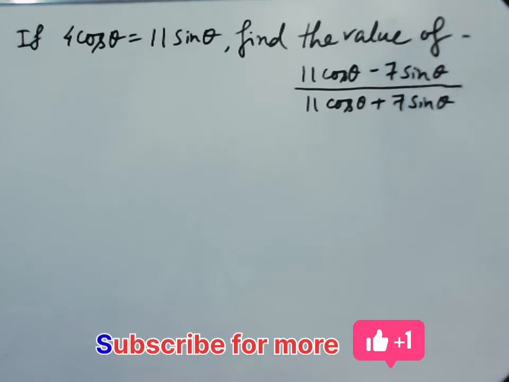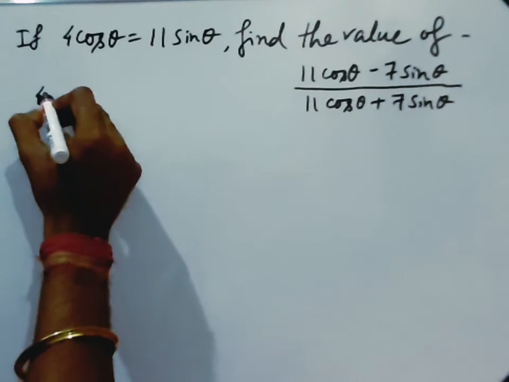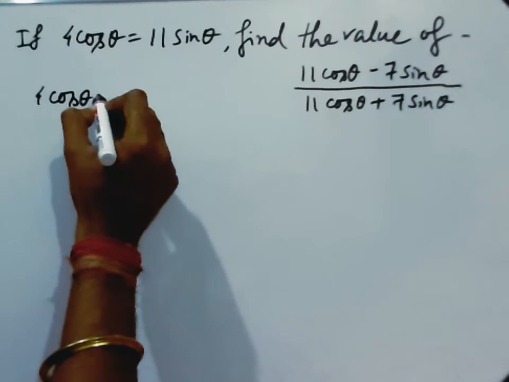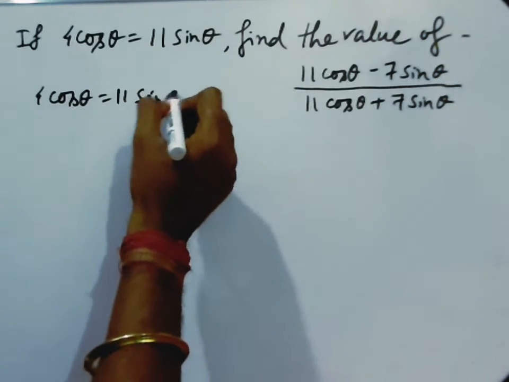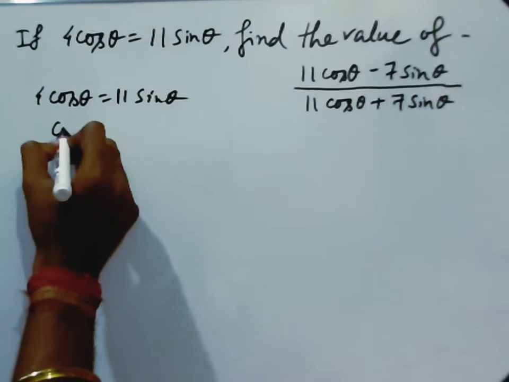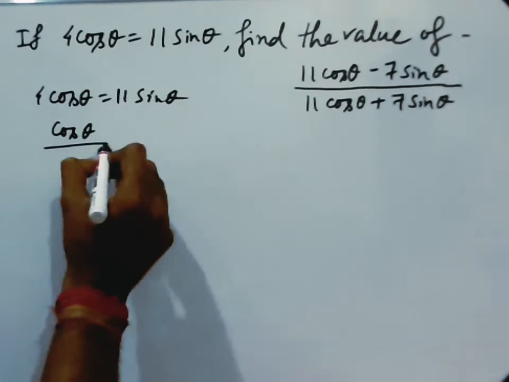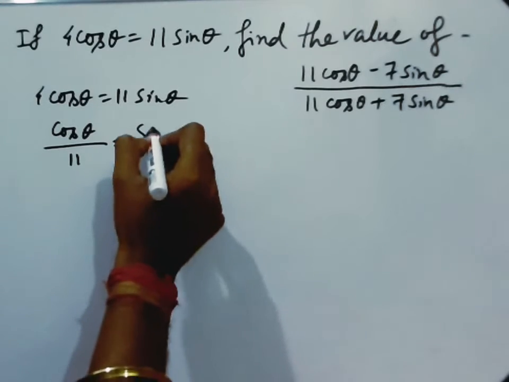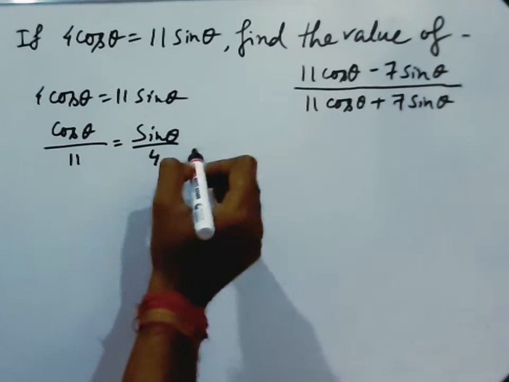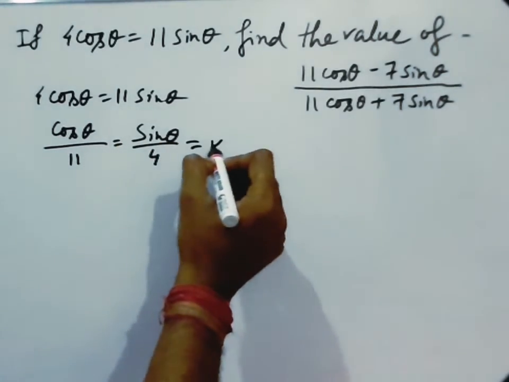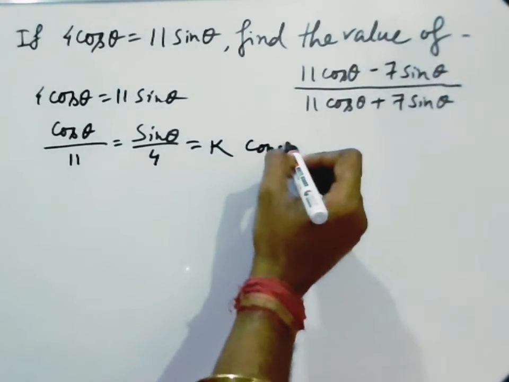The question is, if 4 cos theta equal to 11 sin theta, find the value of 11 cos theta minus 7 sin theta by 11 cos theta plus 7 sin theta. So now 4 cos theta equal to 11 sin theta. So we can write it by cos theta by 11 equal to sin theta by 4. So we can get it by constant k.